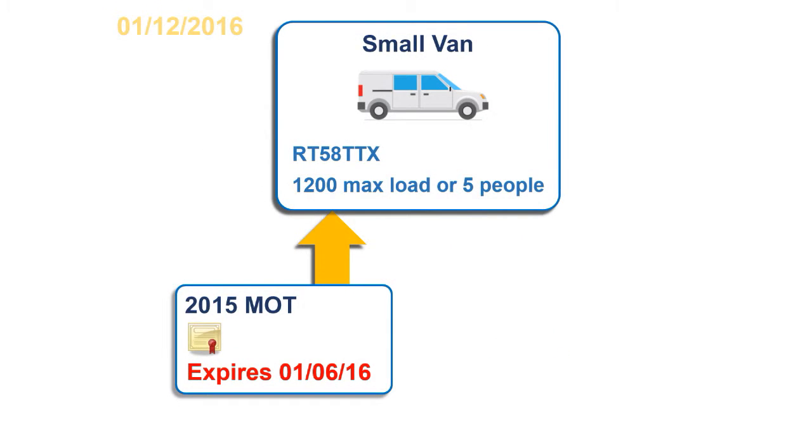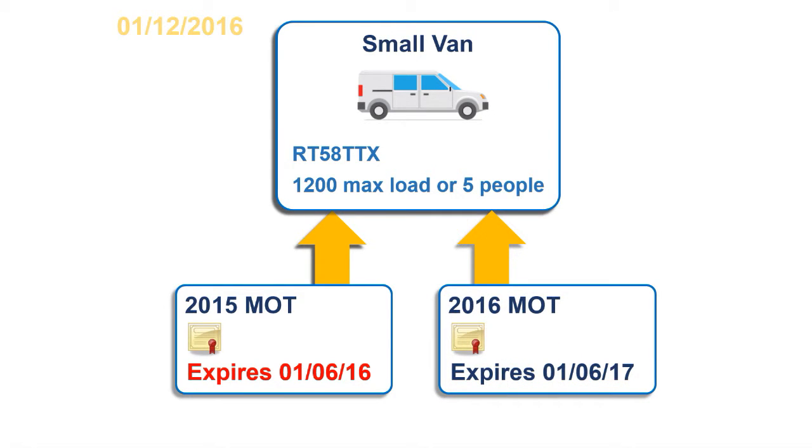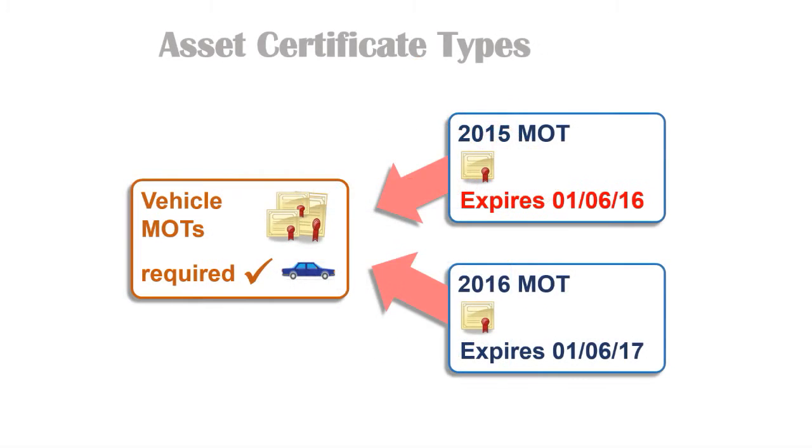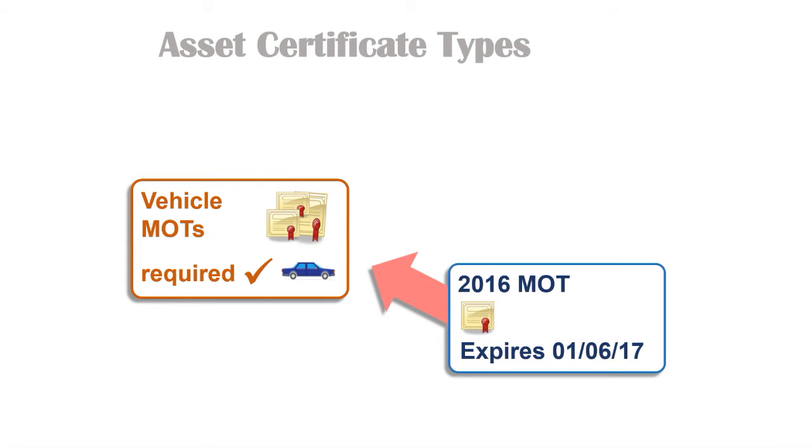So let's move on to the first problem we can solve. Here's an MOT certificate, but as you can see, it's already expired. Luckily, our vehicle officer has gone out and got a new one, so now we have two certificates on the record. We don't really want to see the first one though, because it's been replaced by a newer one. And we certainly don't want warnings flashing up. This is where the asset type comes in. We know both these certificates are of the same type, they're both for the same vehicle, so we can therefore hide the first one from our reports.